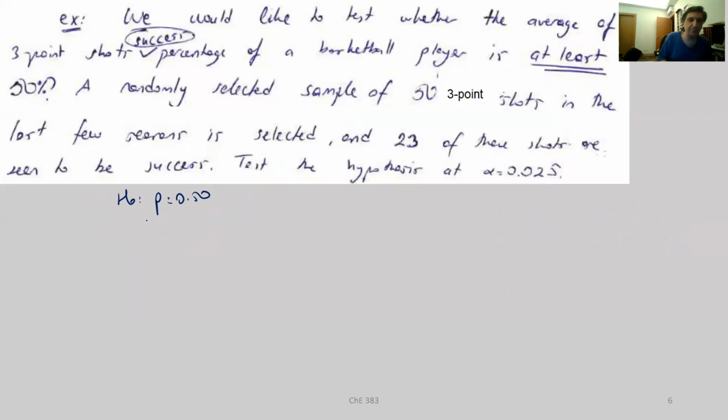H0 is probability is 0.50 and H1 is probability is smaller than 0.50. So we are going to conduct the test at alpha is 0.025. So this is our hypothesis test. All right, the very first thing that we are going to do is we are going to check whether the normality assumption will be valid.